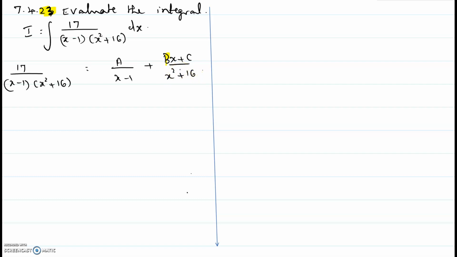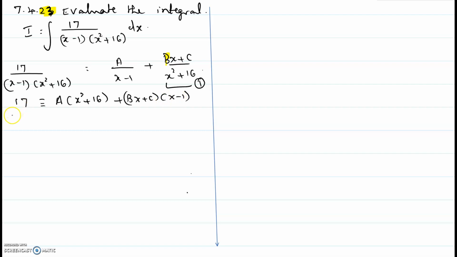Now we're going to multiply both sides by the LCD, which is x minus 1 times x squared plus 16. Now we will have 17 equal to A times (x squared plus 16) plus (Bx plus C) times (x minus 1). So either we can compare the coefficients and come up with simultaneous equations on A, B and C, or we can plug in values for x and compare the two sides.